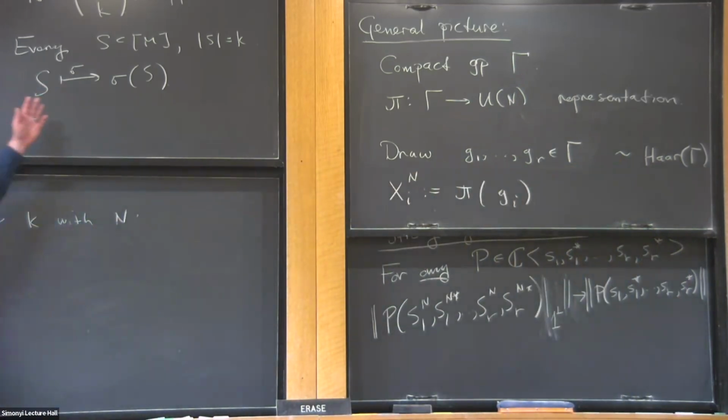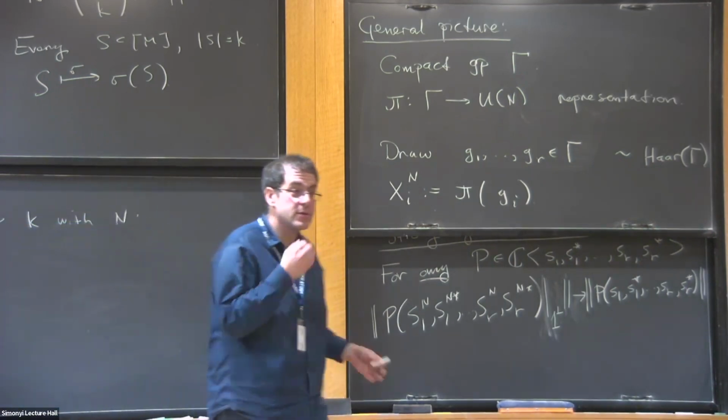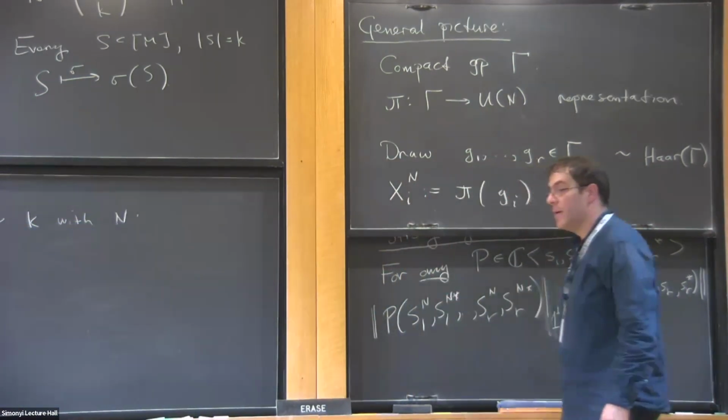Because I acted the symmetric group on these subsets, they're giving some other representation of the symmetric group that's higher dimensional than the defining representation. And I got a new set of random matrices. But it doesn't work for all representations.